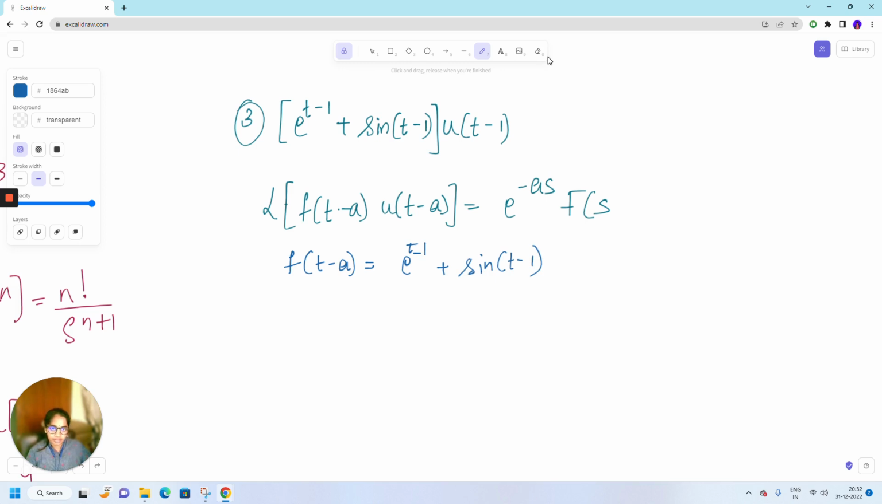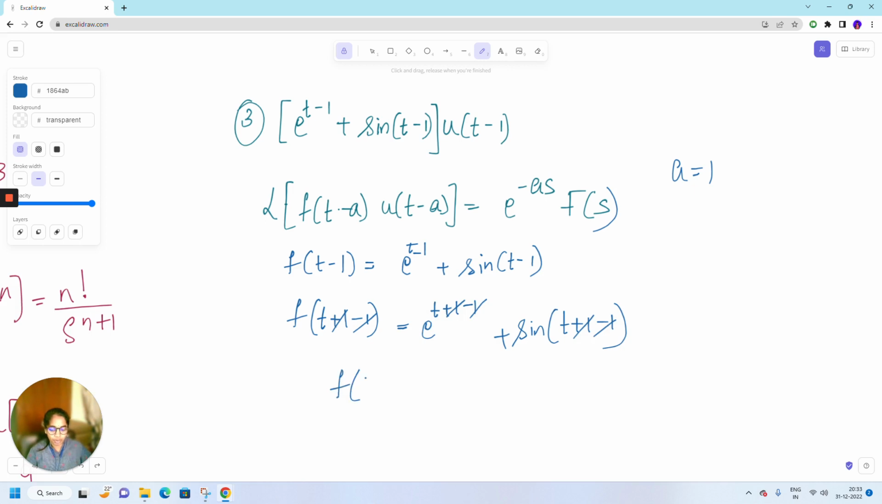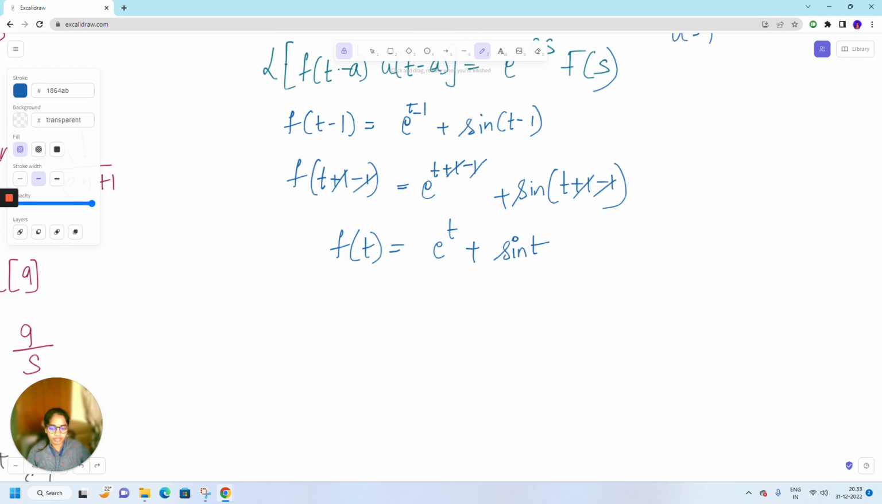Can I replace a value? What is a value? In place of a, what do I have? I have 1. Correct? So a would be 1. So f of t minus 1 is so much. What would our f of t be? I would have to replace t with t plus 1, right? Plus 1 minus 1 gets cancelled. So even here I would do t plus 1 minus 1 plus sine of t plus 1 minus 1. Okay. So what would our f of t be? f of t is equal to e power t plus sine t. Okay. Now we are done with f of t.